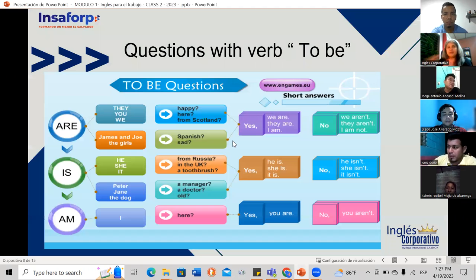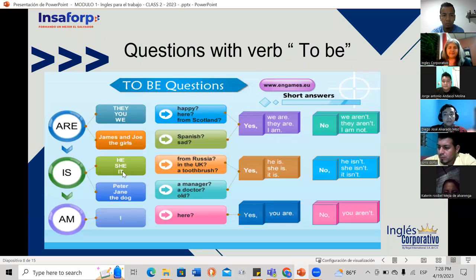Okay, very good. So now we're going to continue questions with verb to be. Ayer estuvimos viendo en forma positiva y negativa cómo hacer las oraciones. Ahora vamos a estudiar cómo hacer las preguntas en forma corta, las respuestas. Okay. Si se recuerdan, are era para they, you, and we, que significa, en este caso, James and Joe, they, right? O también acá, the girls, también significa they, okay? Ellos.